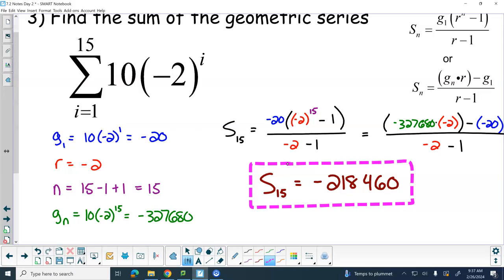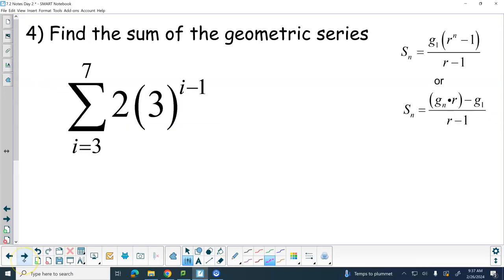If you don't put the negative two in parentheses, you get the wrong answer. We'll find the negative. Yeah. Try that one.